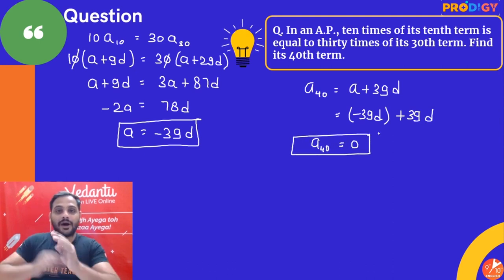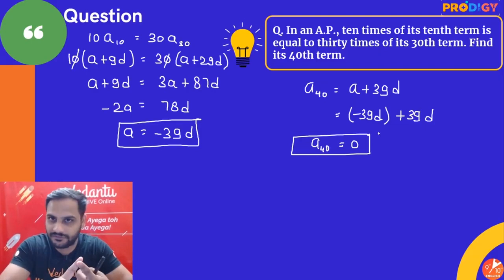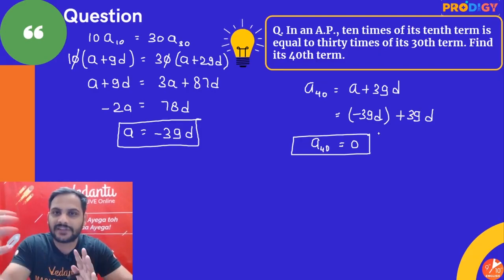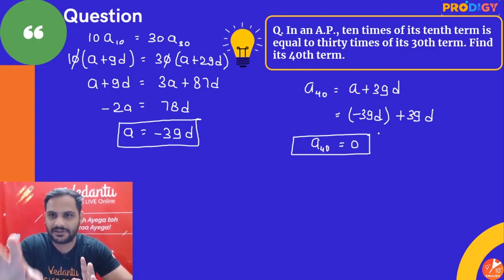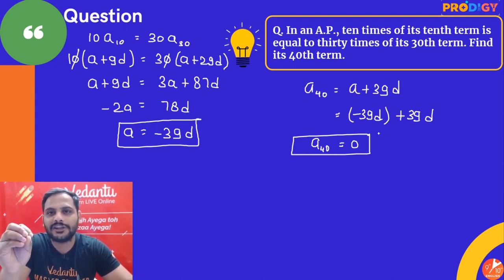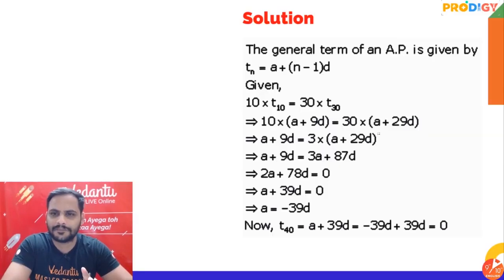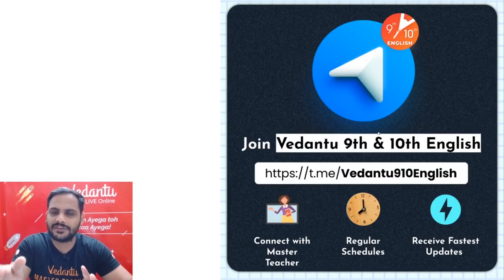Now see, without finding the value of the first term or the common difference, I have got my answer. So these kinds of questions are also there where you don't need to get the value of a and d, but you still get the answer. The only thing is to follow the information which is given in the question. Nothing else in this chapter. Whatever the question says, just follow that.